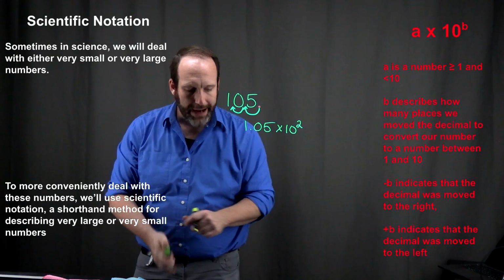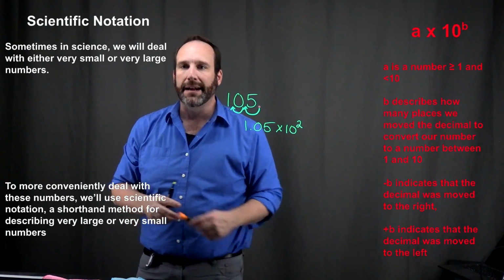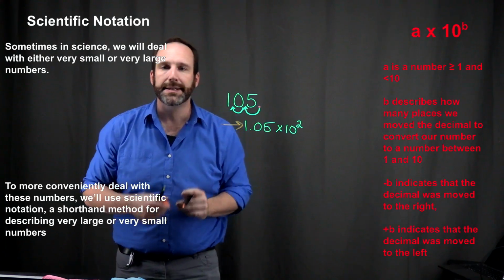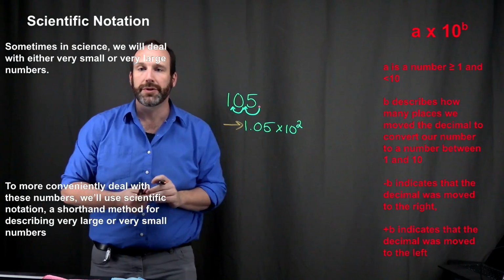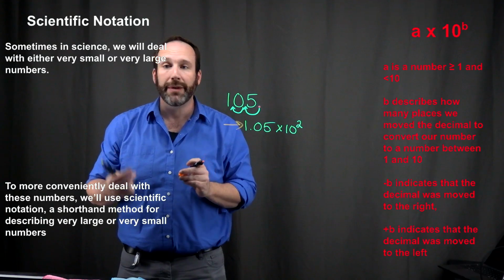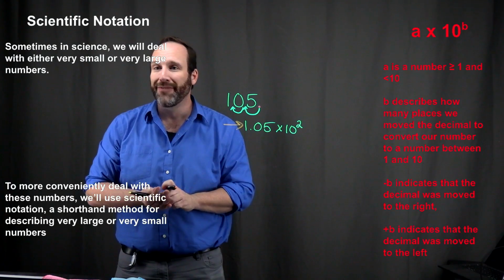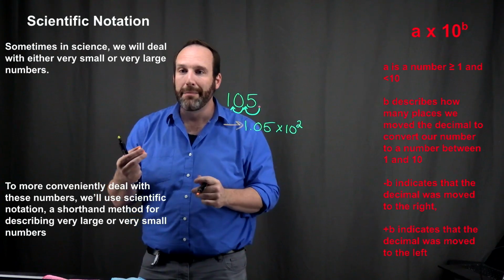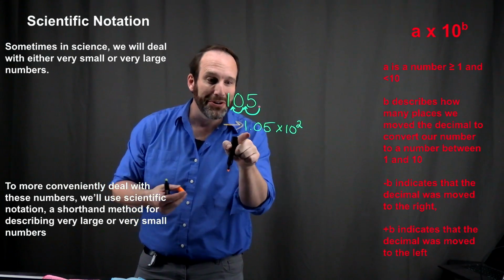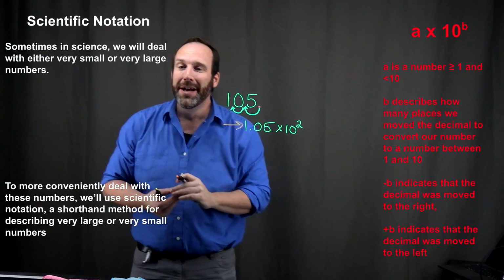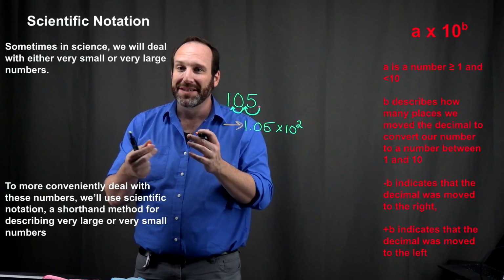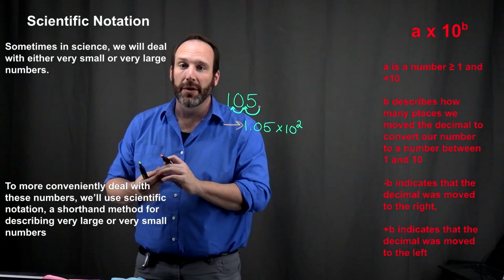And if we think about that, what does that mean exactly, right? So this is our number in scientific notation. So 105 written in scientific notation is 1.05 times 10 to the second power. Well, what does that mean? We've basically taken this number and turned it into a math problem, right? So we can kind of solve that math problem to see, can we get it back into that original number?